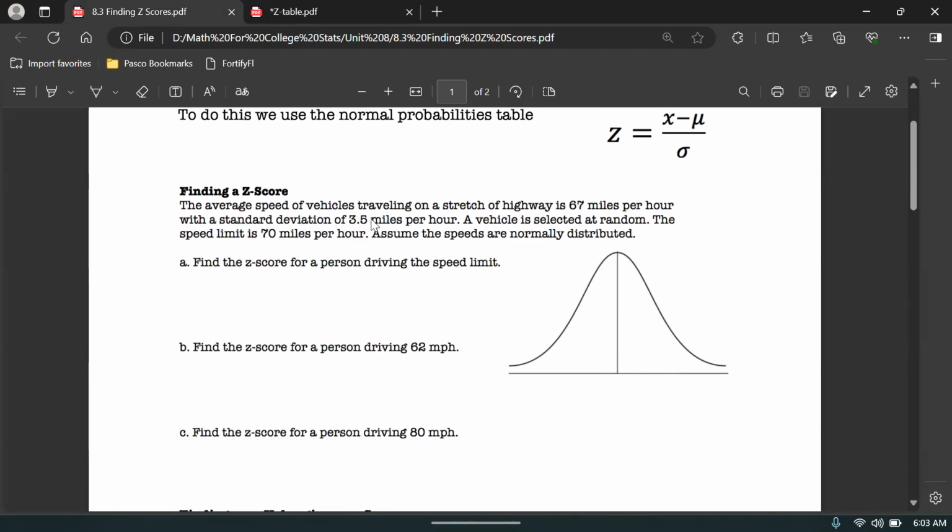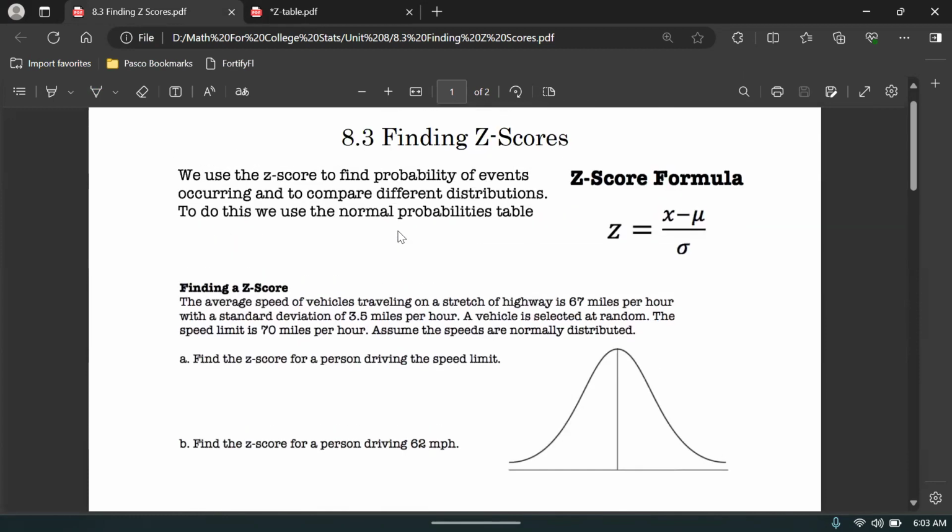The vehicle is selected at random. The speed limit is 70 miles per hour. Assume the speeds are normally distributed. Find the z-score for a person driving the speed limit. So this is our formula that will help us convert any distribution to a z-score.